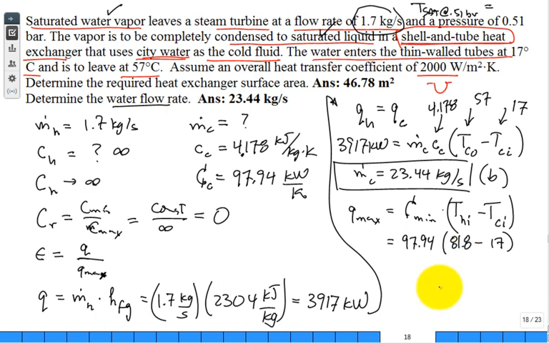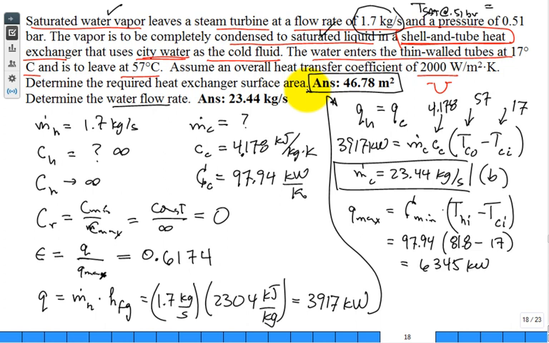So once we have the maximum, which is 6,345 kilowatts, you could calculate the effectiveness. You calculate the effectiveness and it comes in at 0.6174. How does that help me get the area?